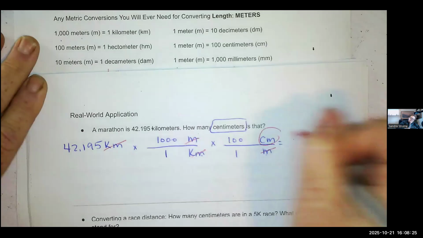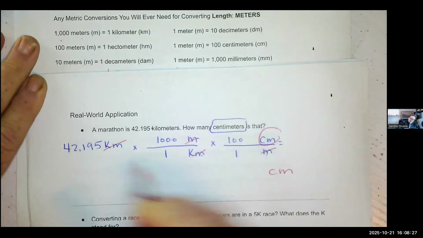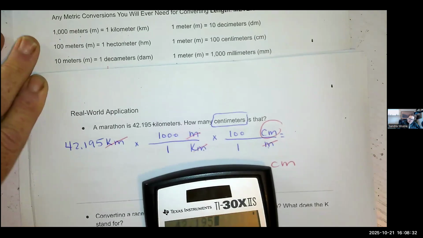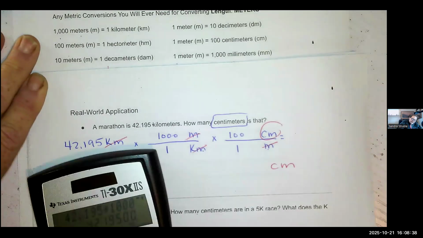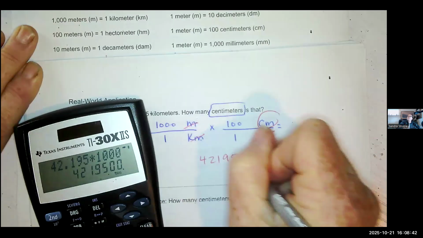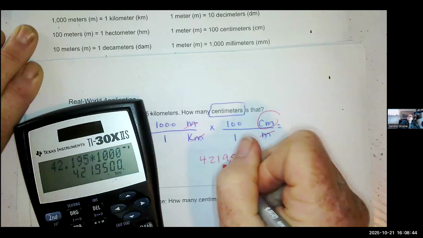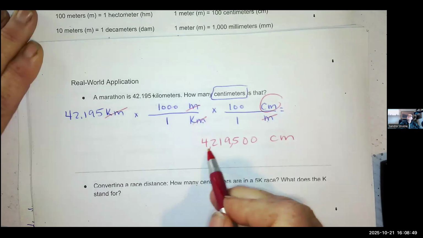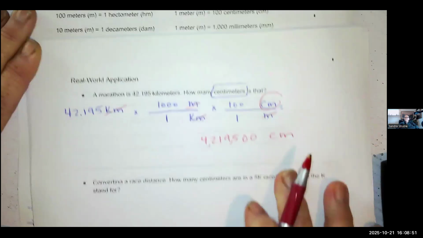Now I got to put the numbers in. 42.195 times 1,000 times 100. And that is, let me write this in, 42.19500. There you go. So 42.195 kilometers is 4,219,500 centimeters. Attempt this next one yourself.